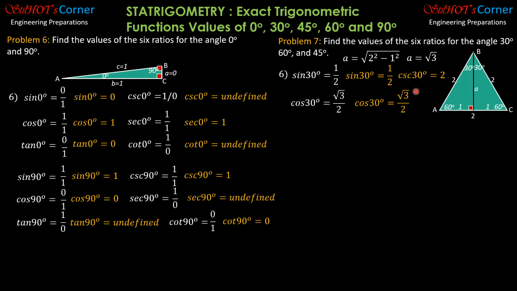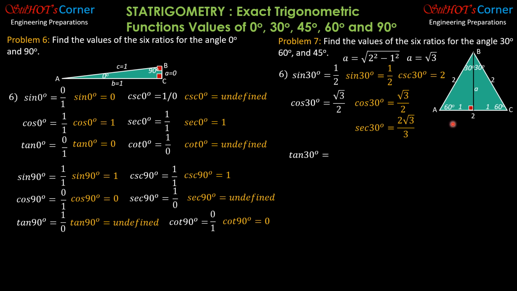While the reciprocal, secant of 30 degrees, is 2 over square root of 3. By rationalizing the denominator, we multiply by square root of 3 over square root of 3. So it is 2 square root of 3 over 3. Secant of 30 degrees is 2 square root of 3 over 3.